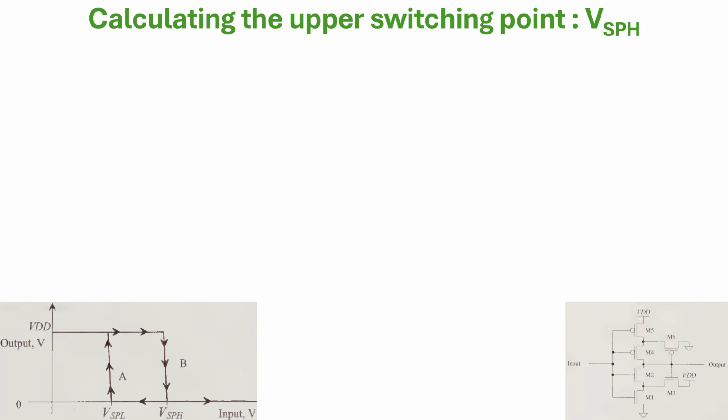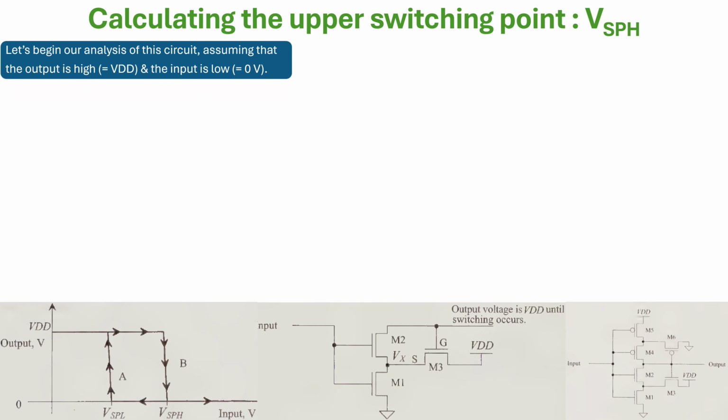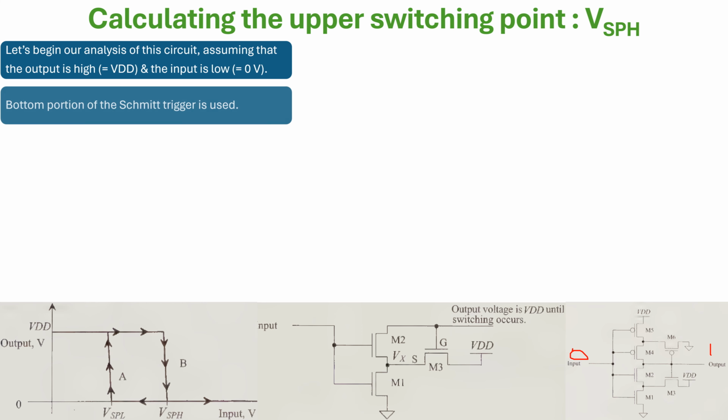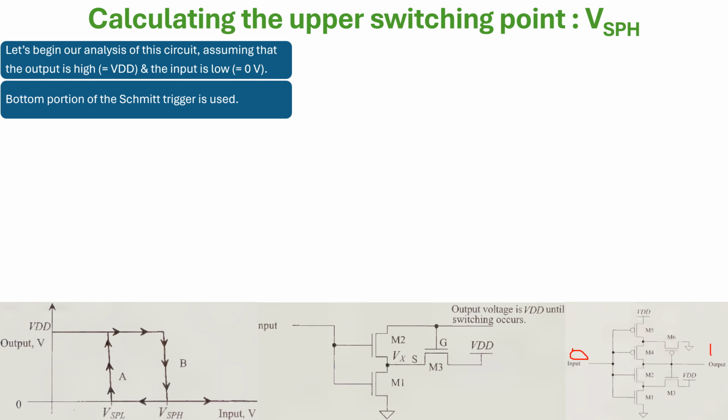Now let's try to size our Schmitt trigger as per our switching points. To begin with, let's assume the output is high, 1. Input is 0. Let's assume this condition. And for this region, we use the lower portion.